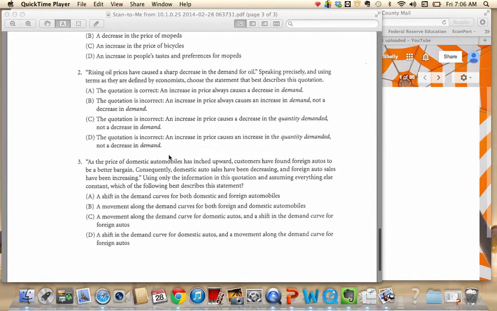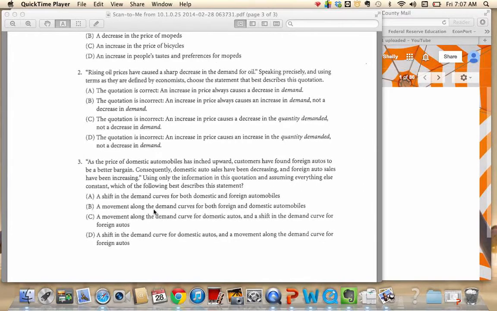And then finally, number 3: as the price of domestic automobiles has inched upward, so we're increasing the price of domestic automobiles, customers have found foreign autos to be a better bargain. These are substitutes. Consequently, domestic auto sales have been decreasing and foreign auto sales have been increasing. Using only information in this quotation and assuming everything else constant, which of the following best describes the statement? Are we going to see a shift in the demand curves for both domestic and foreign? No. We're only changing the price of the domestic one, so we move along its curve, and we shift the curve of the other.